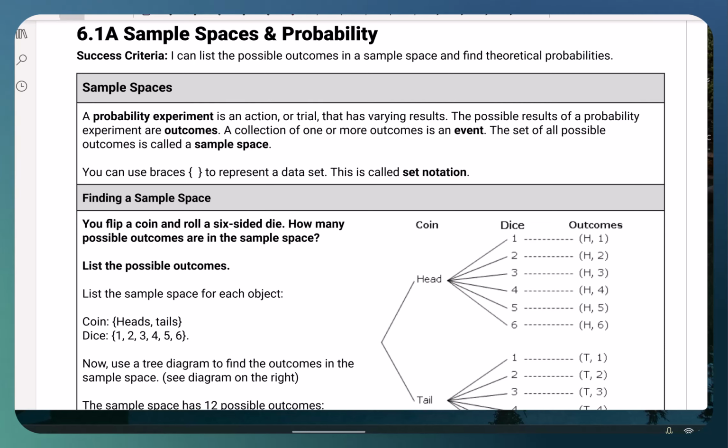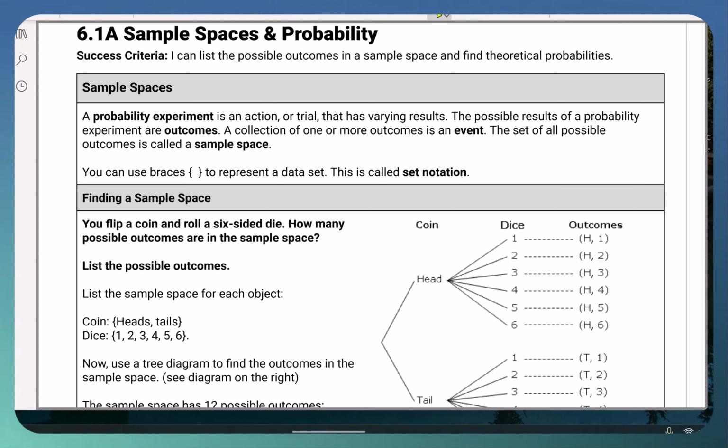Okay, so this video is on lesson 6-1, and it's the first part of the lesson, so this is lesson A. Your goal is to be able to create a sample space and to know what an outcome is and events and figure out total possibilities for that particular situation, okay? So let's look at our definitions for the lesson.